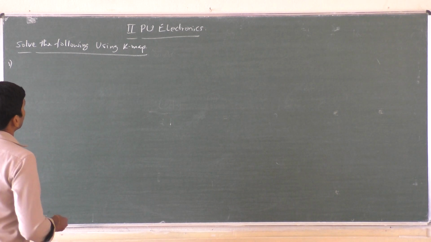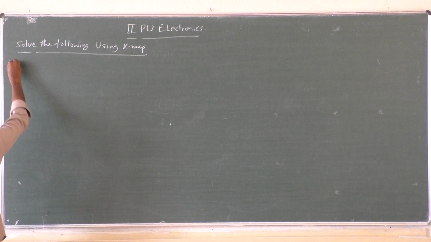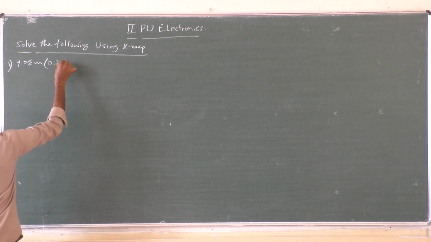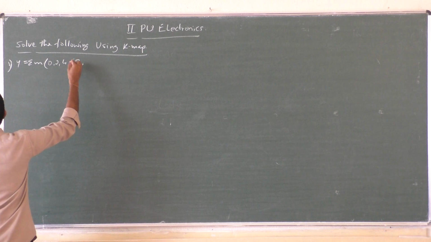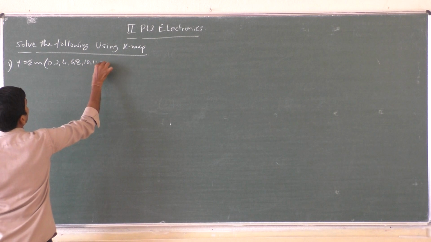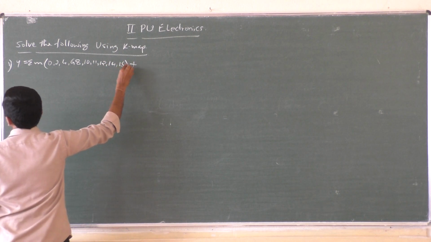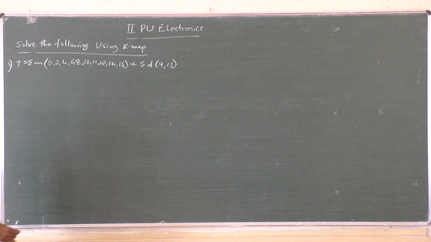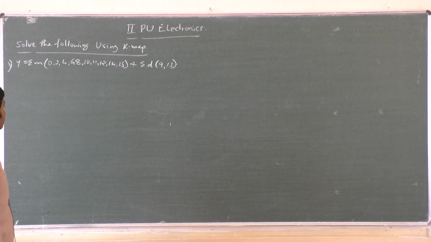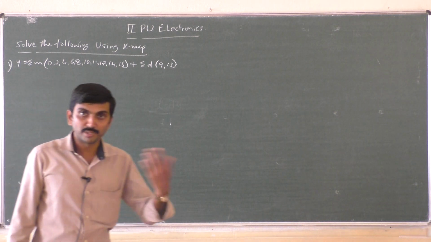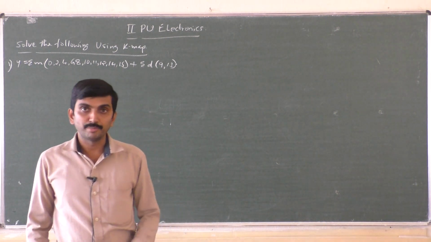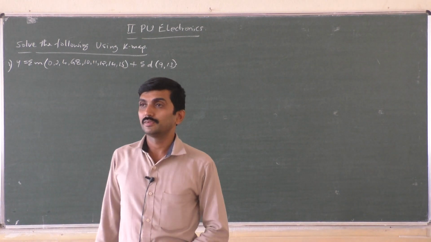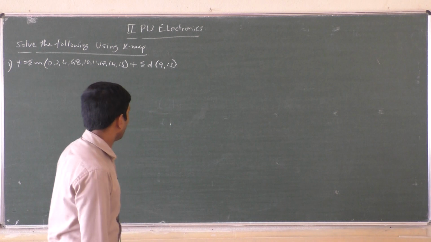Okay, the first one. In today's class, I will take a K-map problem as the first problem: Y equals sigma m of 0, 2, 4, 6, 8, 10, 11, 12, 14, 15, plus sigma d of 9, 13. Students, please check whether I have completed this problem in my previous classes. If it is repeated, just see the problem solving techniques once again, or if it is not, then study it now itself.